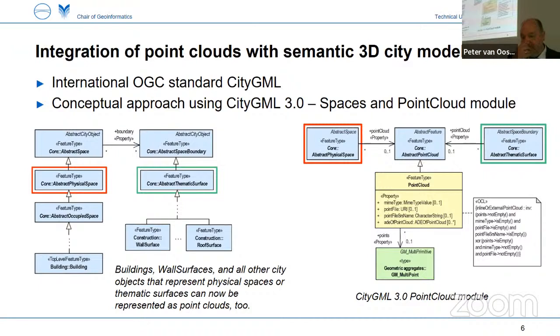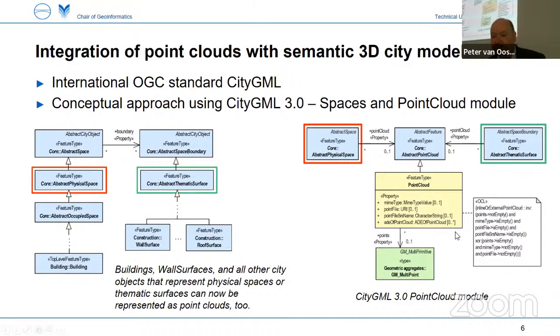And then with the abstract physical space, we now allow an additional geometry, and that's shown on the right. Maybe I can use the mouse here. You can see that any CityGML object that is a subclass of a physical space is now allowed to have a point cloud associated. The same is true also for a thematic surface. So if you are familiar with CityGML, every building can also have a point cloud representation, but also every single wall surface of a building can have a point cloud representation. Even a window of a building can have just a point cloud representation. So the entire building does not need to be available as a point cloud. If for your application you just have a point cloud for one facade, then you just attach the point cloud to that one facade, but not more. And so that's also possible.